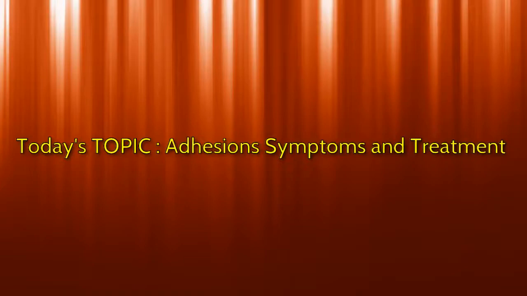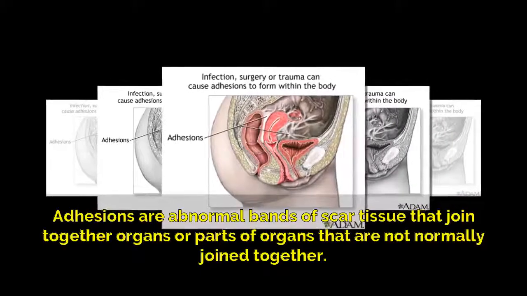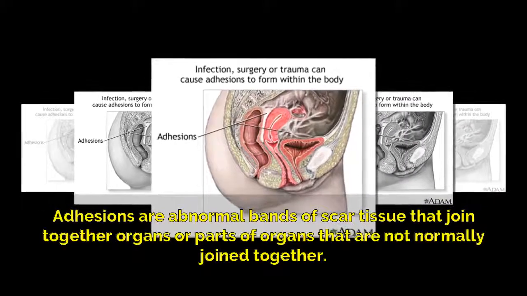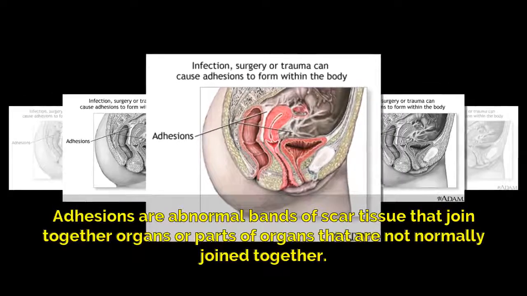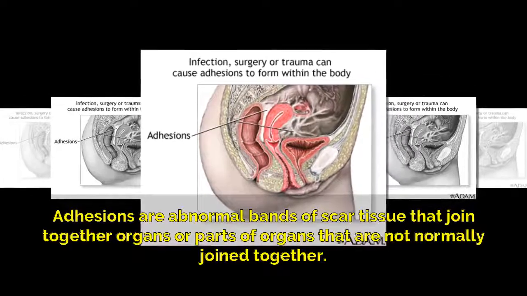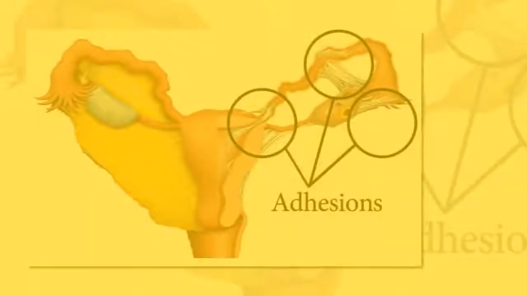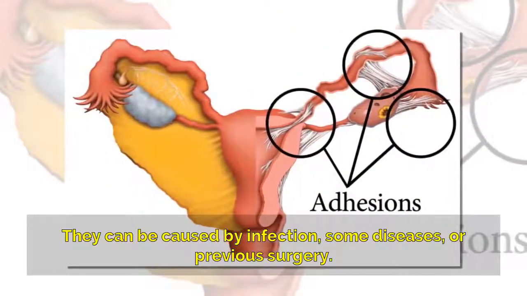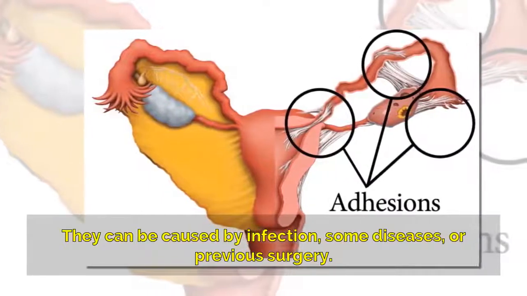Today's topic, adhesion symptoms and treatment. Adhesions are abnormal bands of scar tissue that join together organs or parts of organs that are not normally joined together. They can be caused by infection, some diseases, or previous surgery.